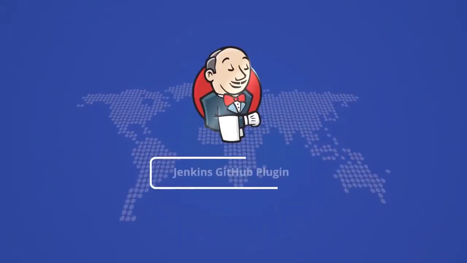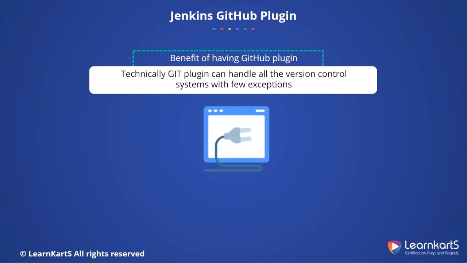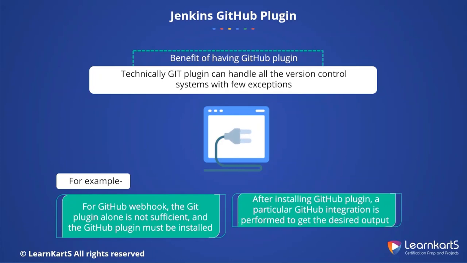Now, what is the focus? What is the benefit of having a GitHub plugin here? Technically, the Git plugin can handle all the version control systems about Git here. But some of the features may not be available there. For example, if you wanted to use a GitHub webhook, in that case the Git plugin alone is not sufficient for you. You have to go for the GitHub plugin, so you need to install the GitHub plugin. The moment you install it, you will be able to have a GitHub integration performed over here, and you will be able to get the desired output.